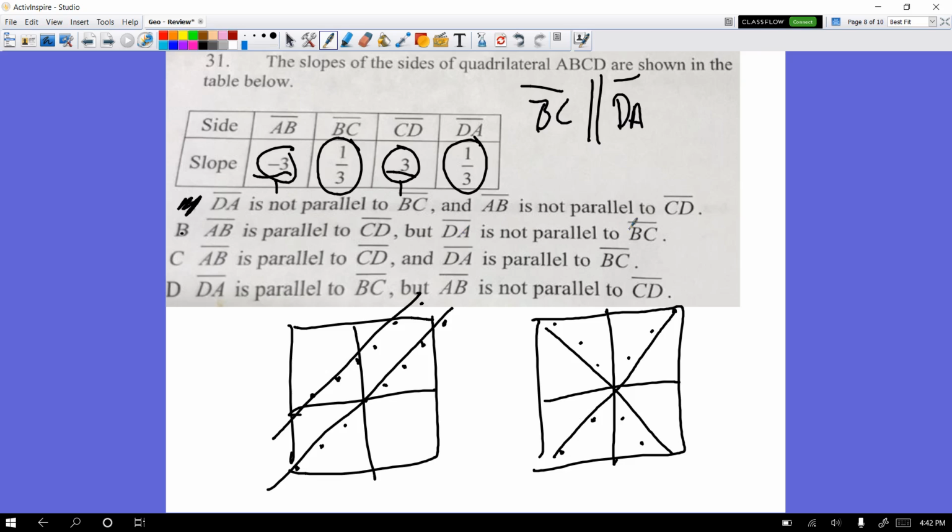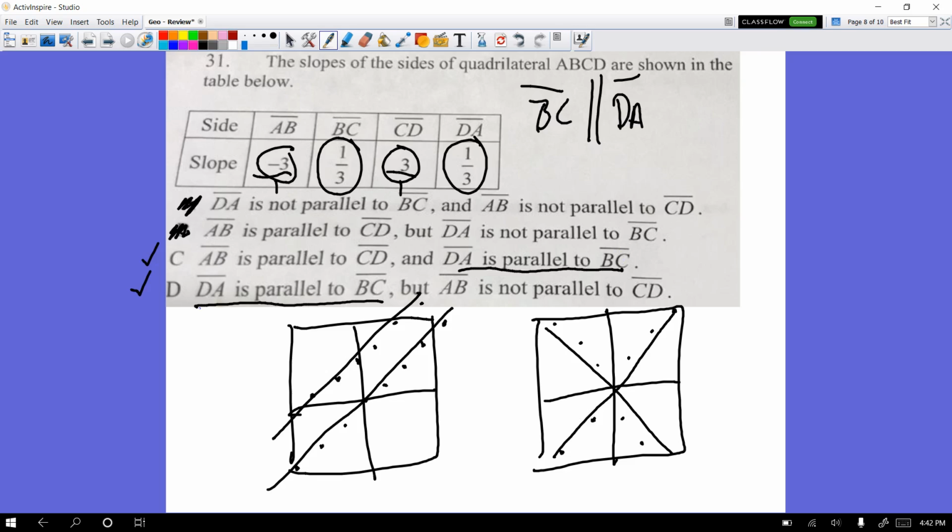DA is not parallel to BC. Get rid of you. AB is parallel to, well, DA is parallel to, oh, hey, look at that. Okay, that works. DA is parallel to BC. Cool. All right, so we narrowed it down to 2. This is good, and this is good.